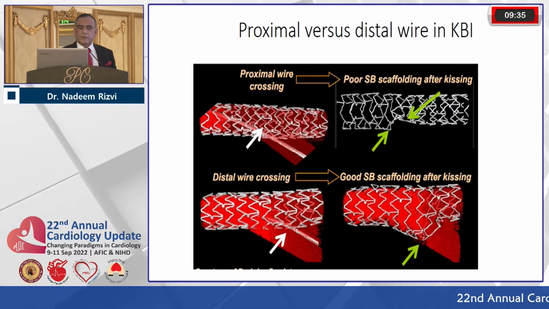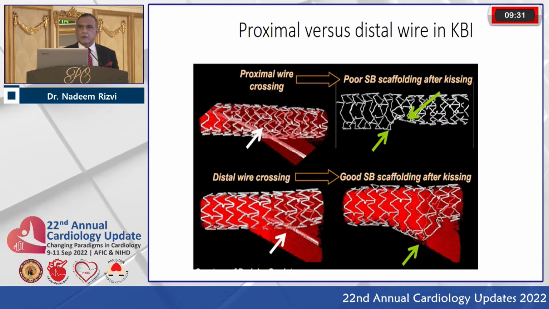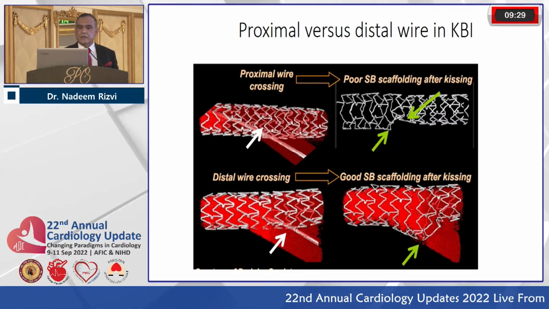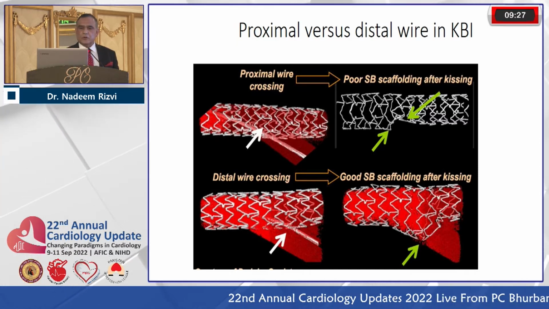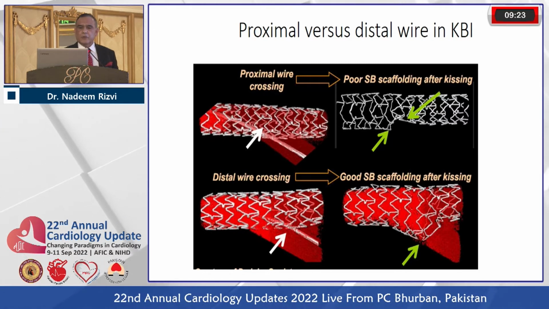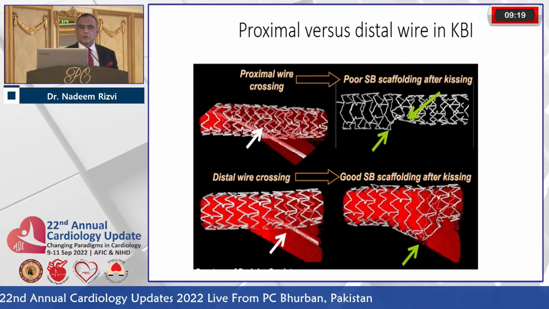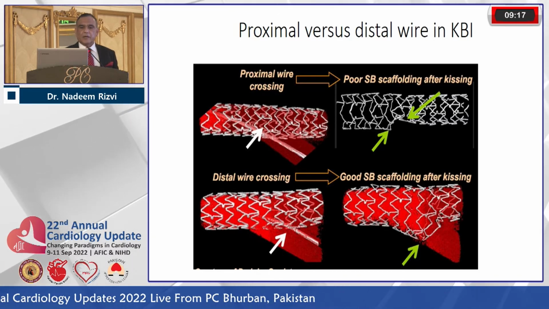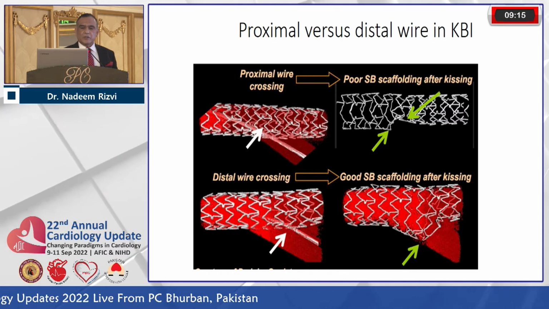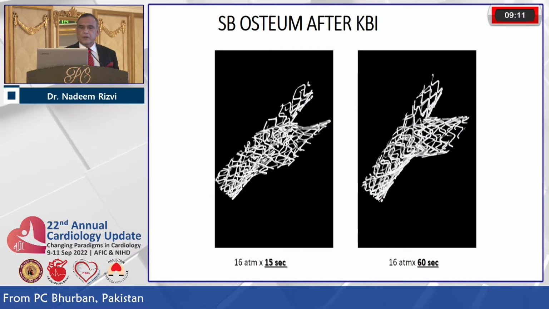Okay, so these are some of the things that I want to go through, and then we can summarize the techniques according to this. So the stents are not the same. Why do you need to cross distally? You can see that if you cross proximally, you will not be able to scaffold the side branch that well. If you cross distally, you are going to have a better scaffold.